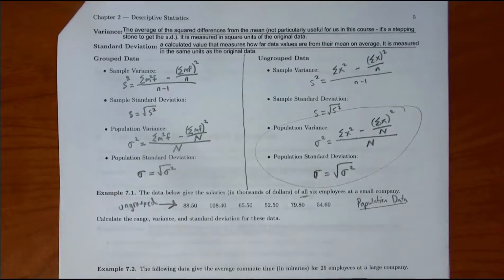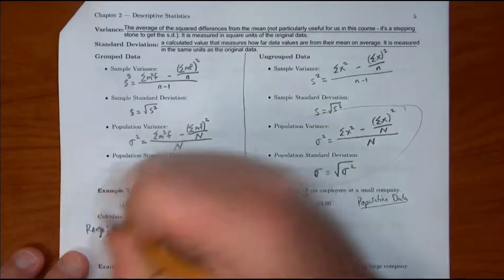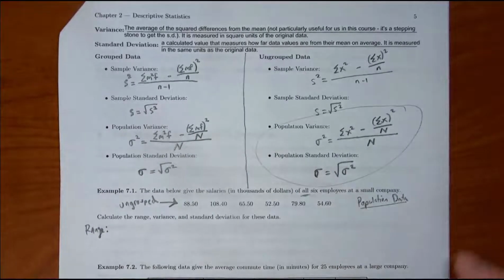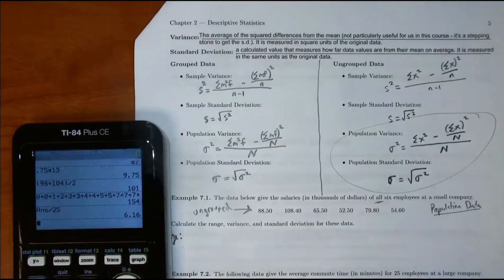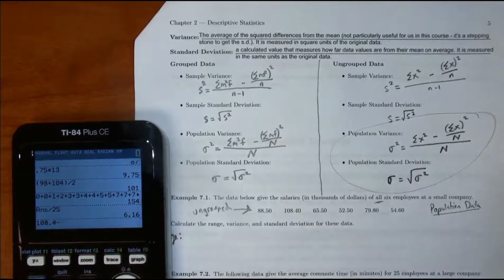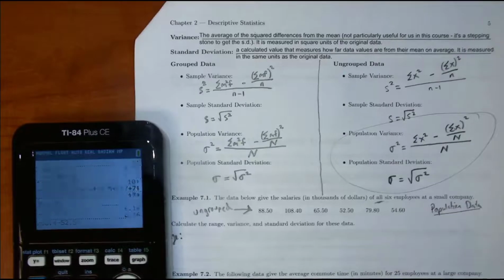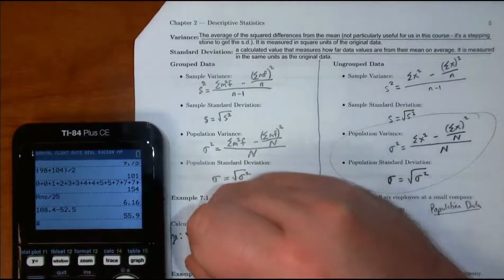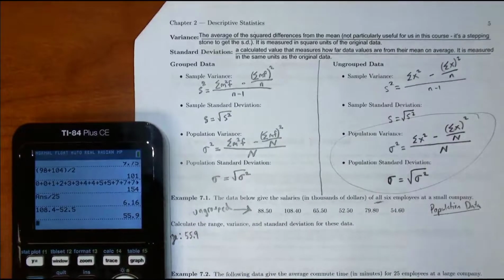Okay, so let's see. I guess let's do the range first, since that's the easiest. Range is just the highest minus the least. So let's see. What's the biggest value? 108.4, minus the smallest value, 52.5. So the range is 55.9. Okay, easy enough.